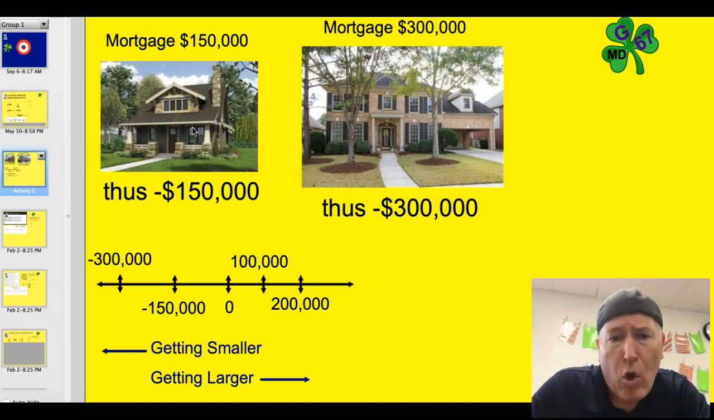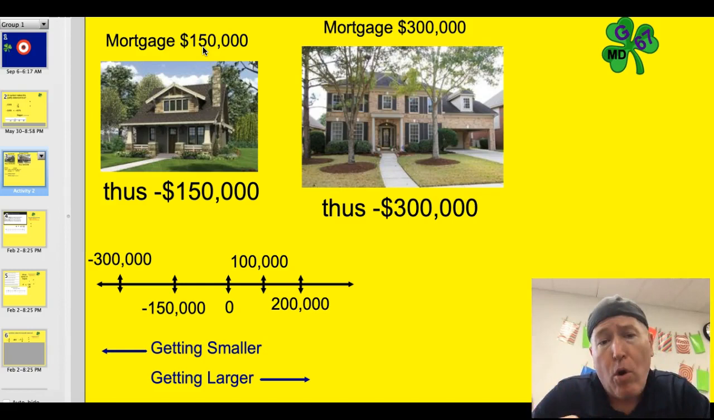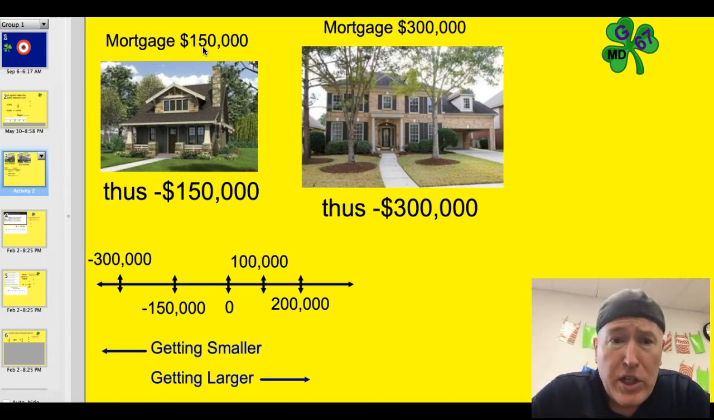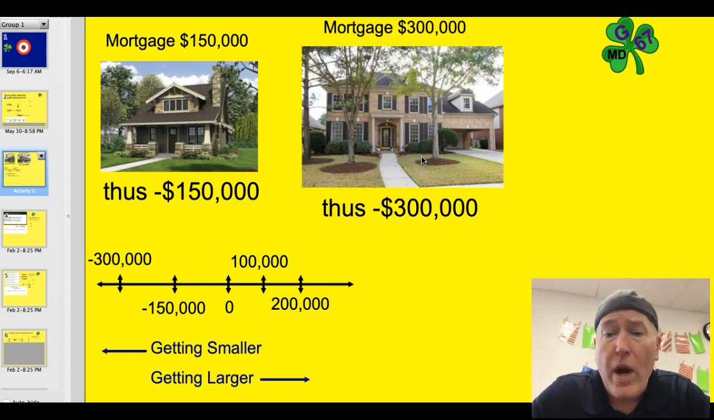Speaking of debt, let's take a look at this problem here. Here's a bungalow, kind of a story and a half house, and let's say that this house costs $150,000. Your mortgage is the money you borrow from the bank or a lender to buy a house. So if you didn't have any money and you bought this house, you would owe the bank $150,000. If you want to get this two-story, let's say that it's $300,000. It's twice as much. Thus, the mortgage would be negative $300,000.